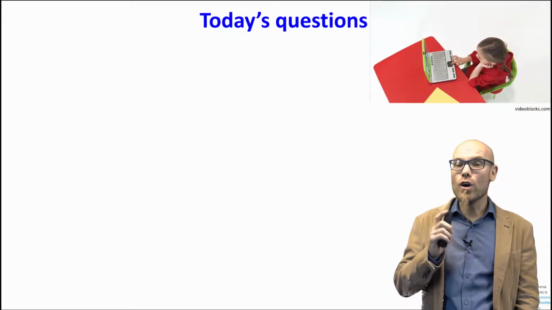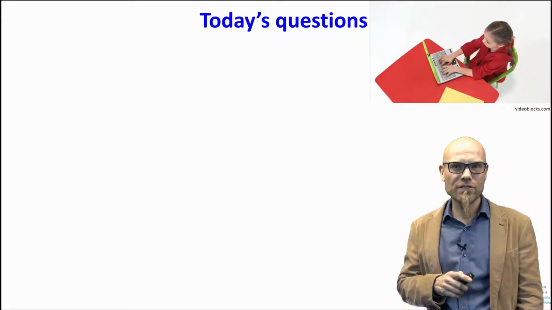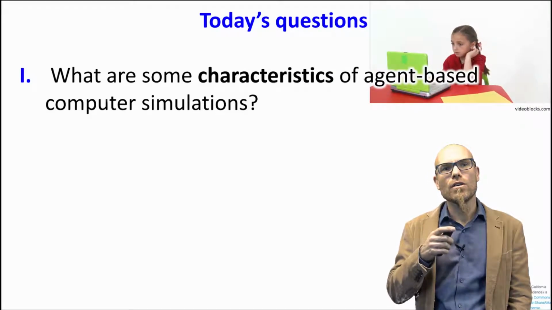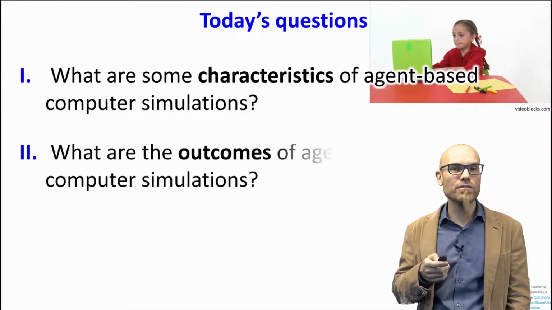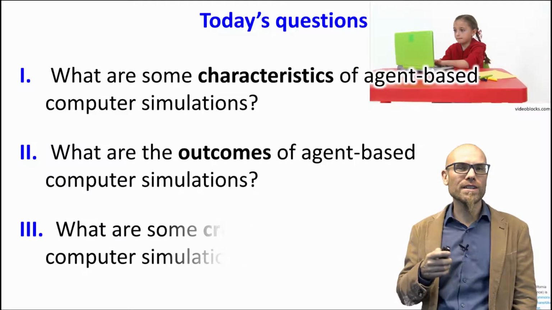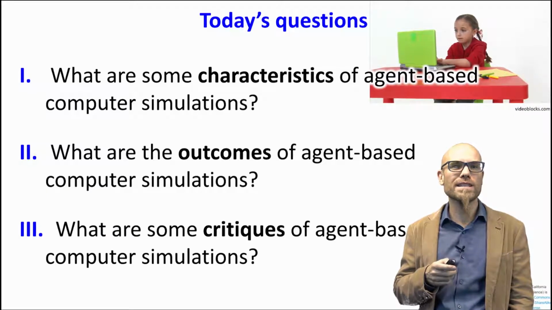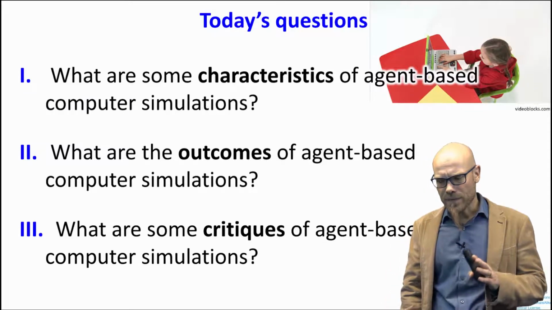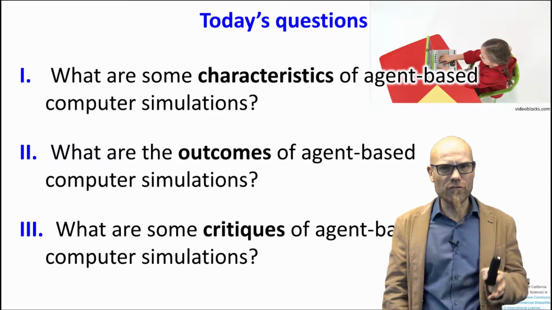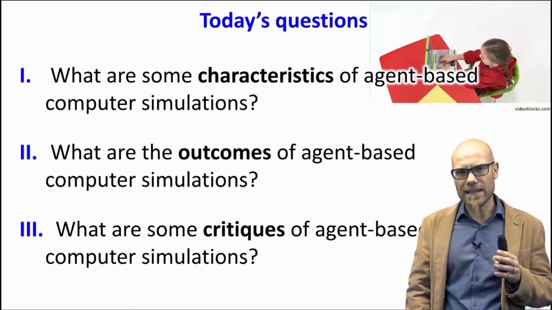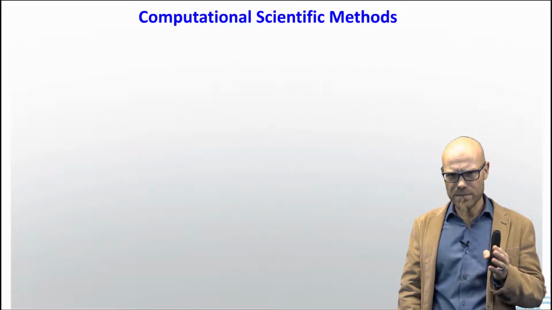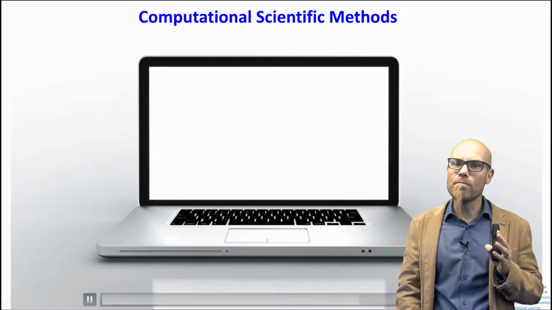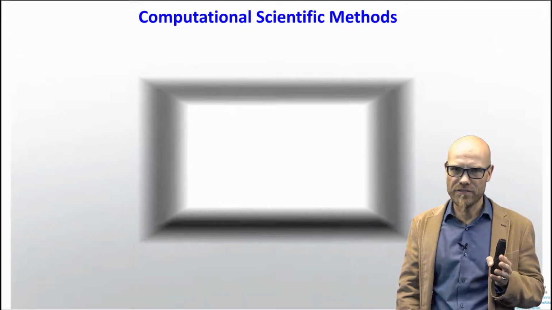All right, so that wraps up the session for today. We had 3 questions as always. The first was, what are some of the characteristics of agent-based computer simulations? What are the outcomes of agent-based computer simulations? And what are some of the critiques of agent-based computer simulations? And honestly, I agree with many of my colleagues that say computer simulations, wrapping that up today, are until now the most complete modeling tool that we have.